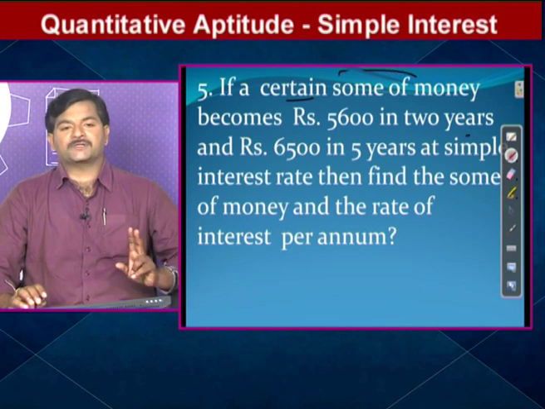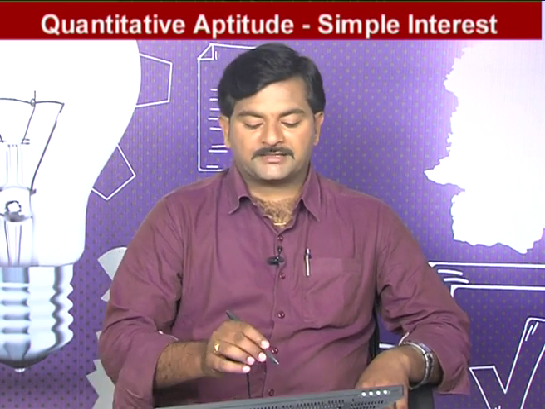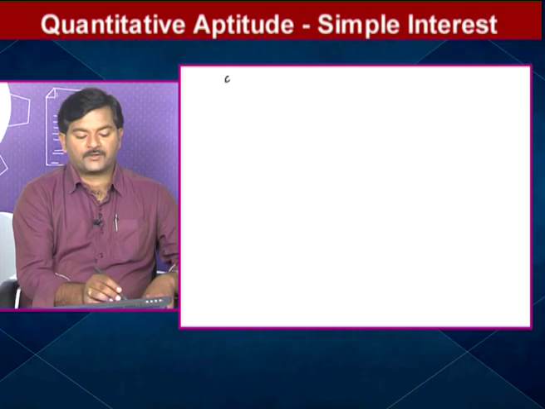Here there are two different questions. If a certain sum of money becomes 5600 in 2 years and 6500 in 5 years, then he asked you to find the sum of the money and the rate of interest. So now we will discuss this question again. Certain sum of money becomes how much for 2 years? For 2 years it will be how much given?